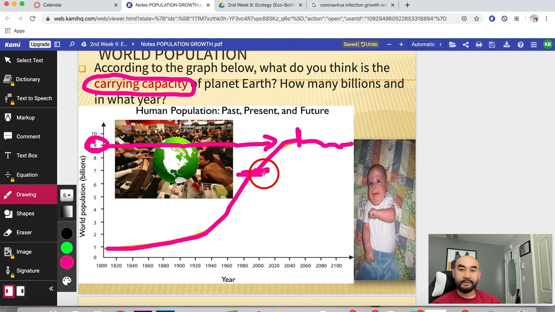Anybody know how many billion people we have now? Yes, it's around 8 billion. So when do we hit this 9 billion carrying capacity that our planet can hold? We draw it, pull it down, 2040. So how many more years? Around 20 more years, 20, 30 more years.